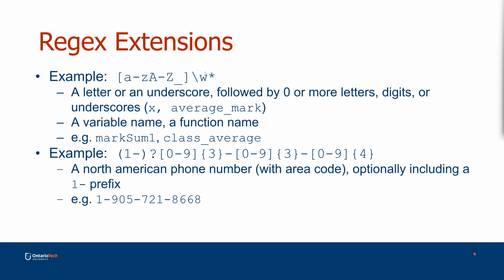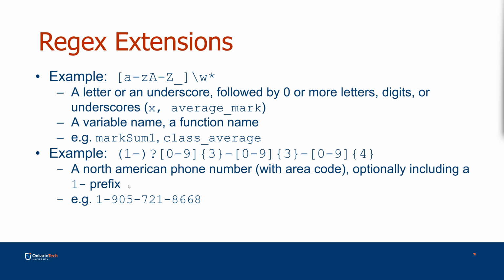And this is 0 or more of those word characters. So this could be used, for example, for a simple recognizer for a variable. These two variables here, mark sum1 and class underscore average, would both match this regular expression.